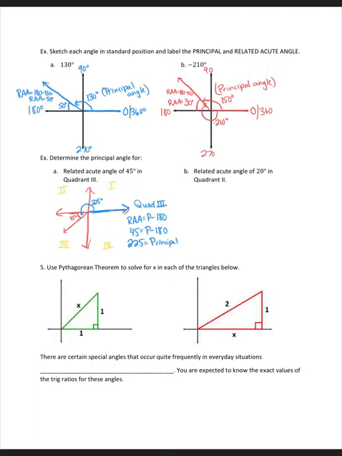Okay, let's look at another example. So now we have a related acute angle of 20 degrees in quadrant 2. Go ahead and put that on your Cartesian plane and see if you can determine what is the principal angle.